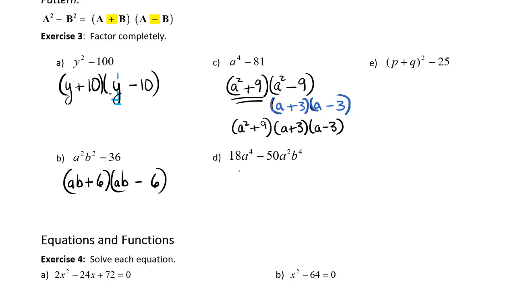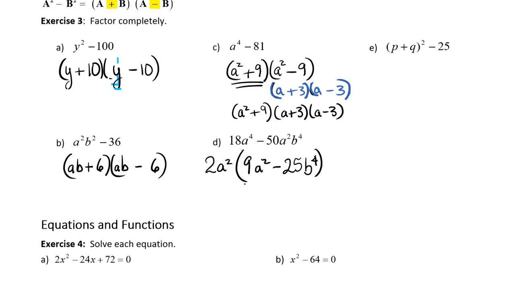In part D, we have 18a to the fourth minus 50a squared b to the fourth. Taking out a common factor, I will take out a 2 and an a squared. This will give me 9a squared minus 25b to the fourth. Factoring further, we will have two binomial factors. Don't forget to drop down your 2a squared. We'll have a 3a and a 3a, and a 5b squared and a 5b squared. Since our middle is negative, we'll have a positive and a negative inside those two binomials, respectively.